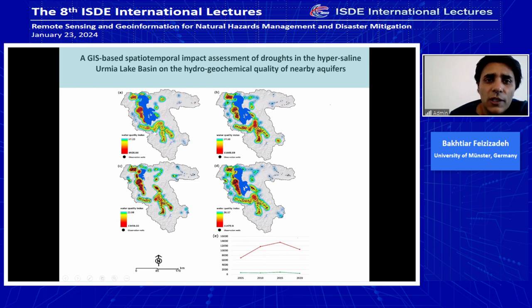You can see here the aquifer salinization for 2005, 2010, 2015, and 2020. You could see that the aquifer salinization around the lake unfortunately increased. For example, in 20 years, we went from this situation to this situation. It shows that aquifer salinization in this area is intensively being affected by climate change.